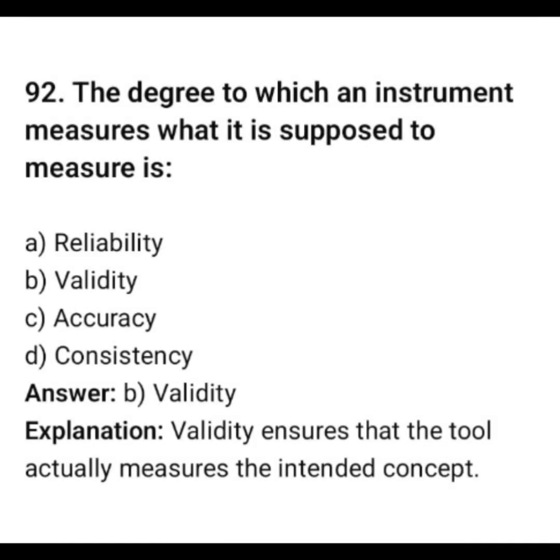The degree to which an instrument measures what it is supposed to measure is: reliability, validity, accuracy, consistency. The correct answer is option B, validity. Validity ensures that a tool actually measures the intended concept.